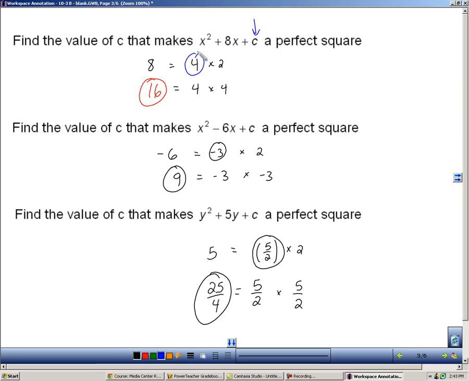In all three of these values, I circled the 4, the negative 3, and the 5 halves, but those aren't the c's. The c's are those three values squared, which is right here: 16, 9, and 25 over 4.